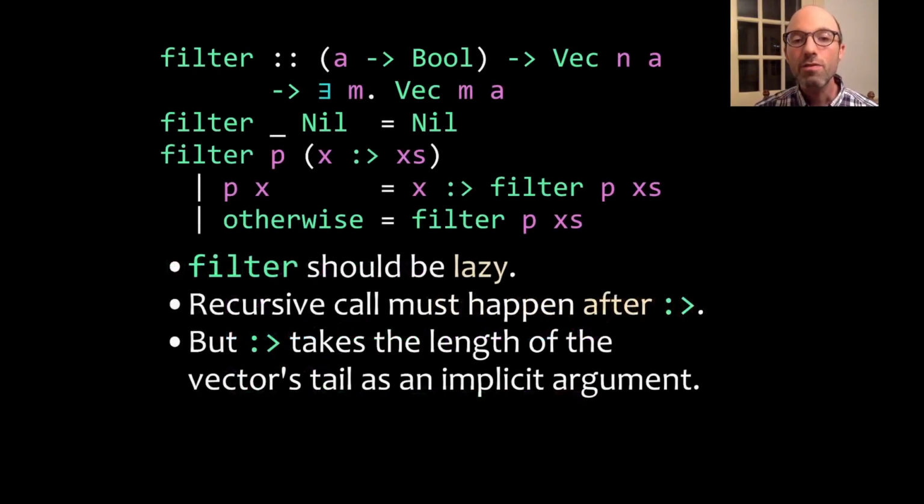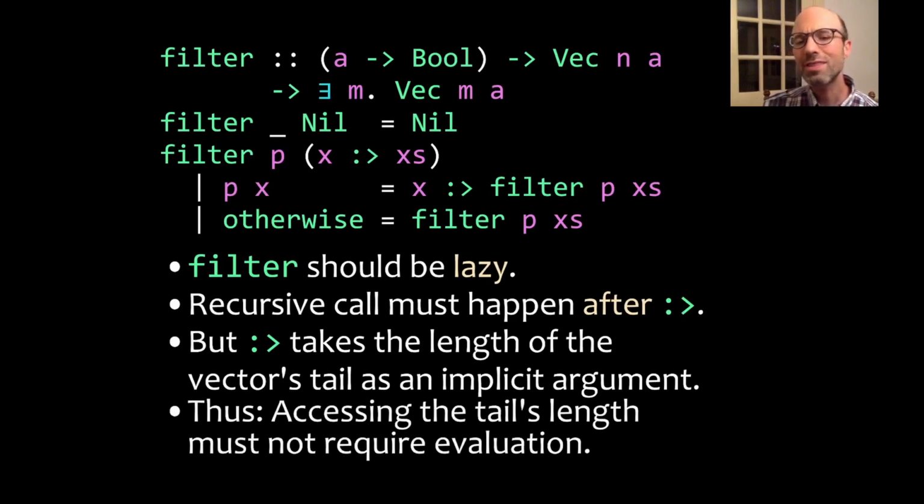So if filter is going to be lazy, and yet cons needs to know the length of the vector's tail, then we want to get that length without requiring any evaluation. After all, that length is just a compile time value. There's no reason we need it at runtime. We shouldn't have to affect our runtime evaluation in order to satisfy a compile time requirement. That's a bit backwards.